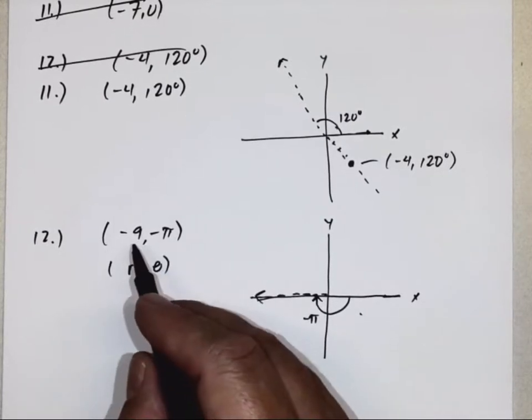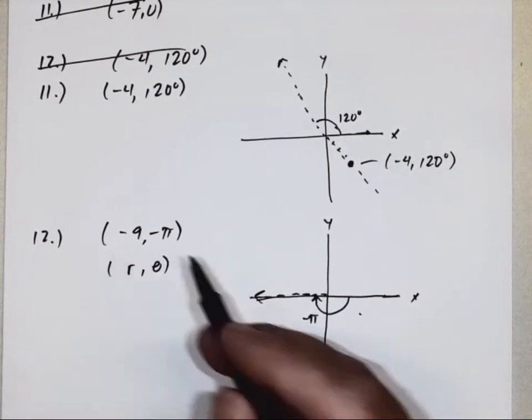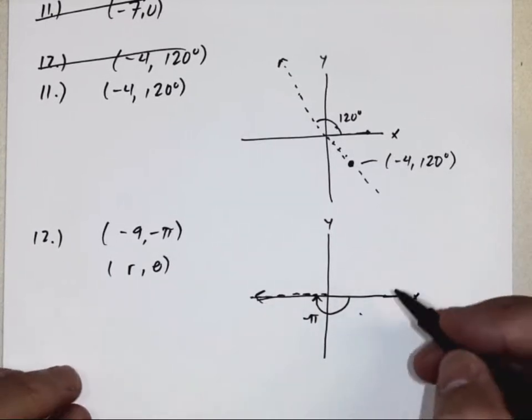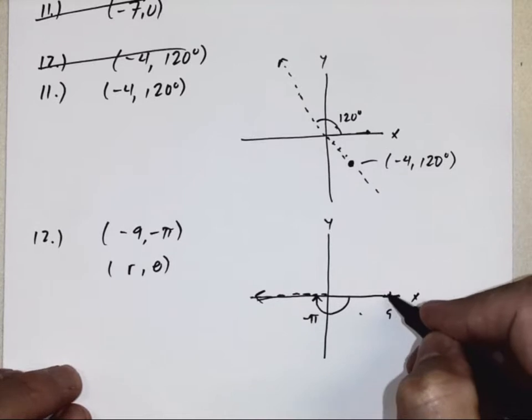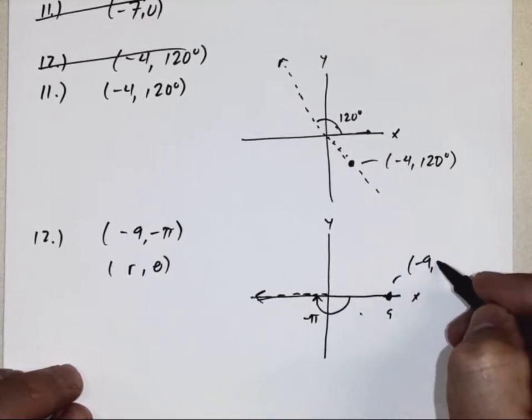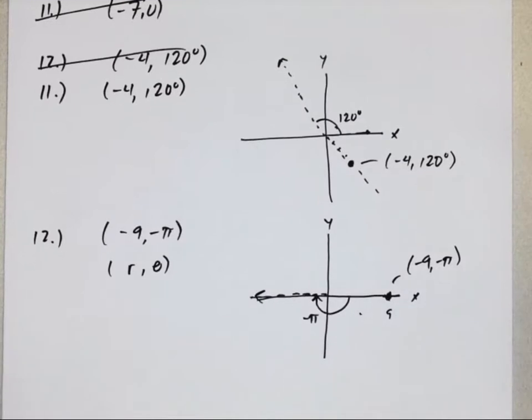But then what happens to the r? It's -9. 9 would be here, but -9 means I go back over here. And that right there will be your answer.